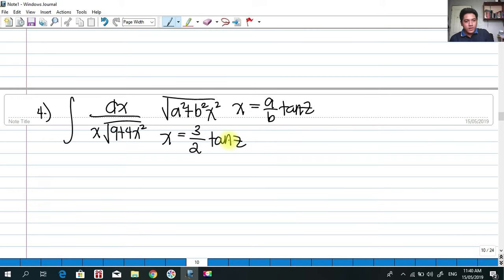And again, from this equation, we're going to derive the triangle. So tangent of z is equal to 2x over 3, by cross multiplication.